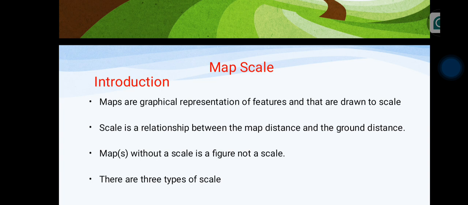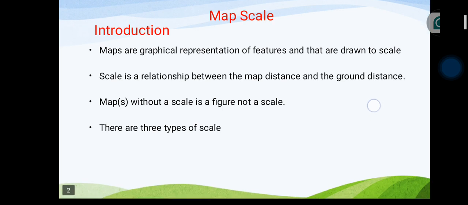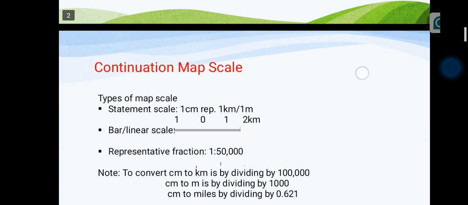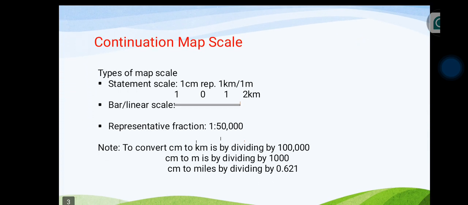Then there are three types of scale. We have the statement scale, we have the bar or linear scale, we have the representative fraction. An example of the statement scale is 1 centimeter represents 1 kilometer or 1 meter or 1 mile.